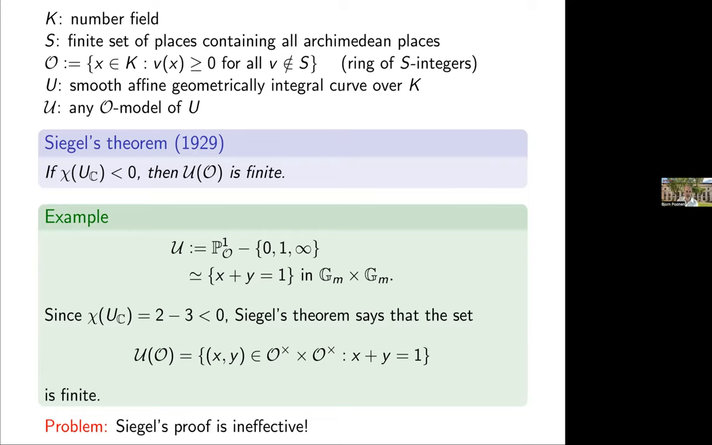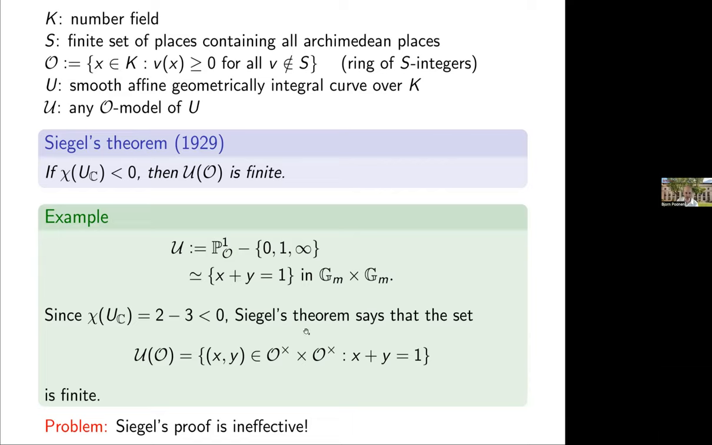And so if you take that punctured curve, it just projects onto the x coordinate, and you see you get P1 minus 3 points. Okay, so that's my curve. And then the Euler characteristic you can calculate, it's 2 minus 3. Well, we're all number theorists here, we know that 2 minus 3 is negative.